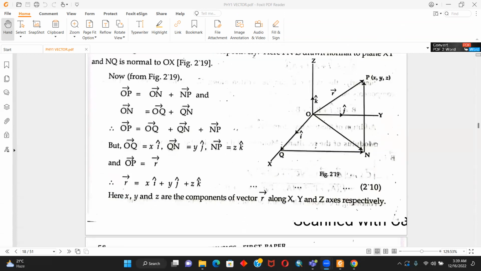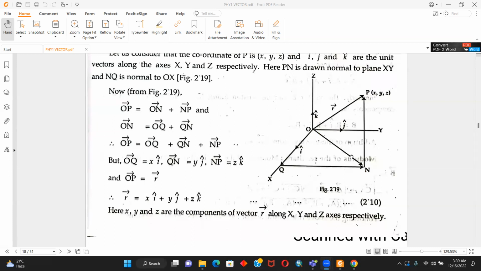Now, if we use the triangular law, what will we get? OP vector equals ON vector plus NP vector. How is this correct? You will explain it to me. Why is ON vector plus NP vector equal to OP vector? Tell me. ON plus NP equals OP. From the, what was it called? Something vector. Addition of vector.